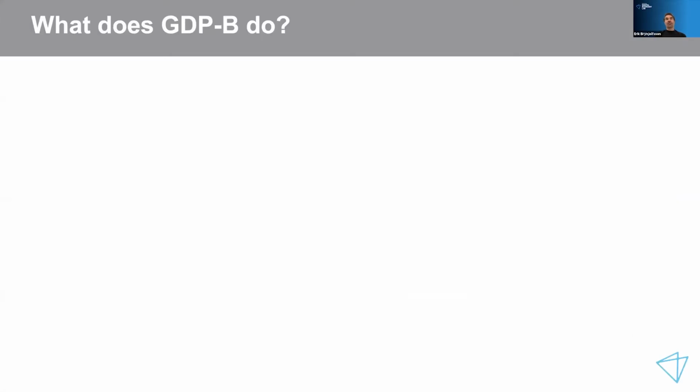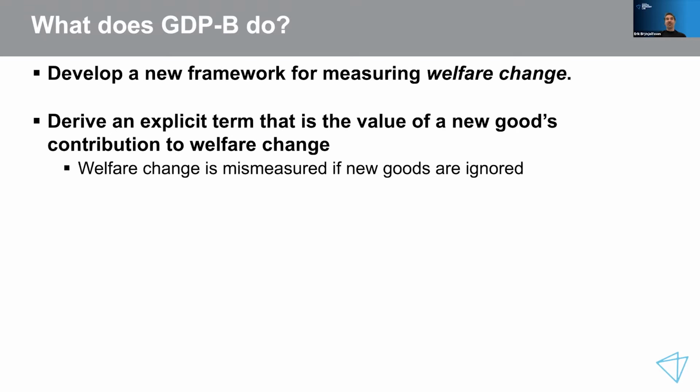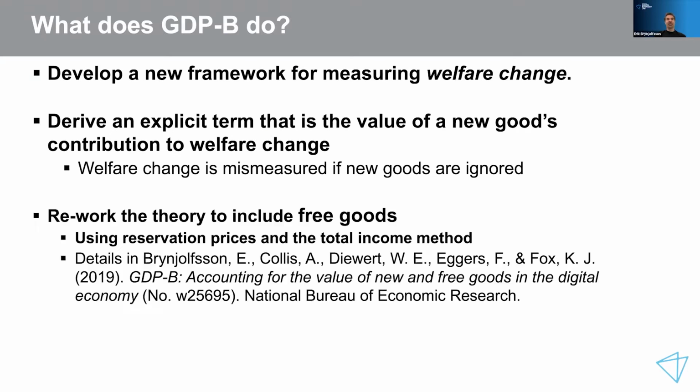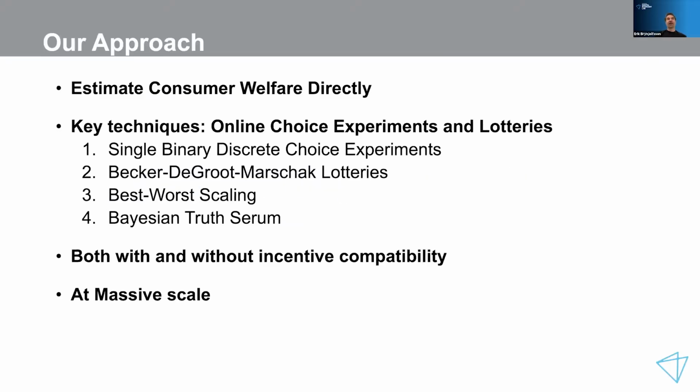So GDP-B, this new metric, develops a framework for measuring the welfare change. We have an explicit term for the new goods contribution that wasn't in traditional GDP, another set of terms for free goods. It ends up having like 4 times as many terms as the previous one, because you also have to have new free goods. And so that's worked out in these papers that I can refer you to for the theory. But let me focus on the empirical implementation here.